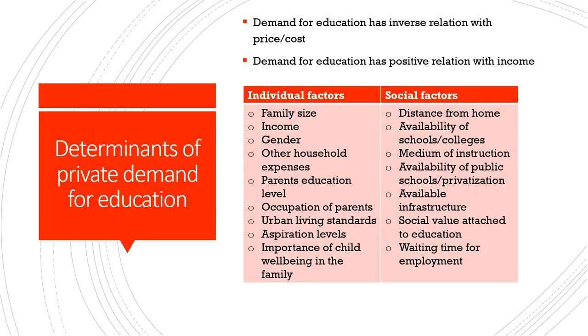Along with individual factors, there can also be social factors, for example, distance from home to the educational institution, availability of educational institutions, the medium of instruction often becomes an important criterion, availability of public schools, available infrastructure, the social value attached to education again is very important with regard to pursuing education, and finally, waiting time for employment, and this is something that we have discussed in detail in the last class, so I'll leave that out here.